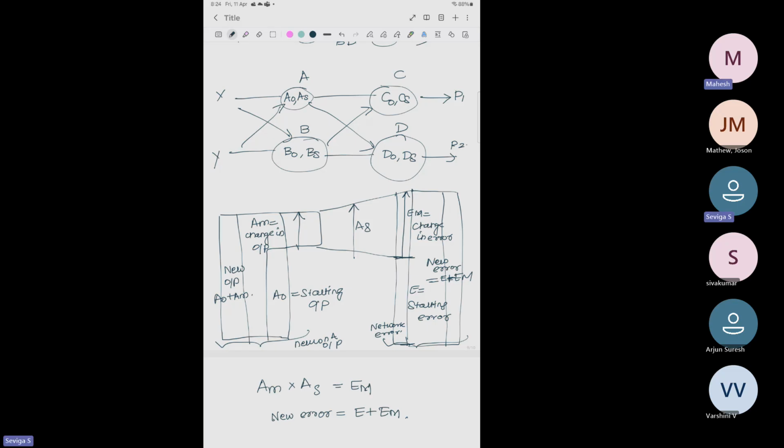Is it clear? Yes, ma'am. So initially we have defined an output for every neuron. Let's consider one neuron A. For this neuron, A naught is the starting output and it has a value called A delta. Every neuron has an associated value called delta. This is the starting output of the neuron. There is some change because you changed the input or some weight, and because of that there is a change in the output. So the new output is A naught plus ΔA.